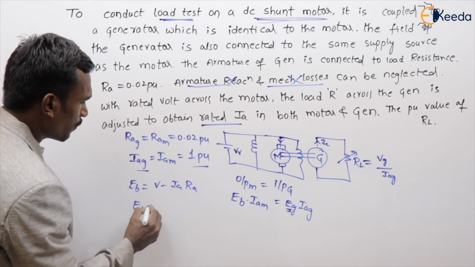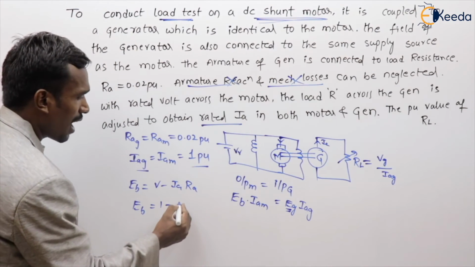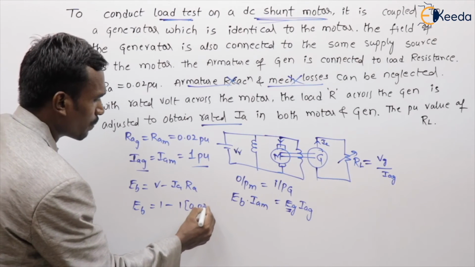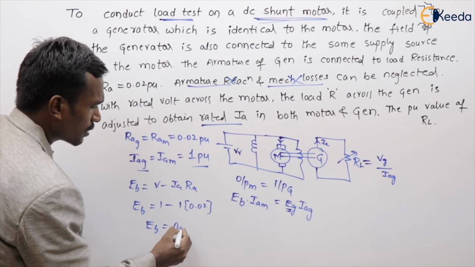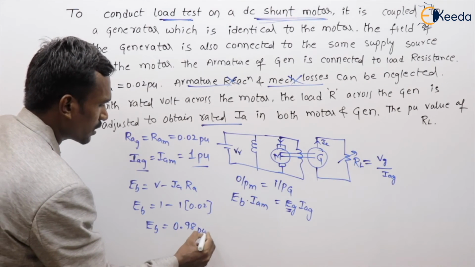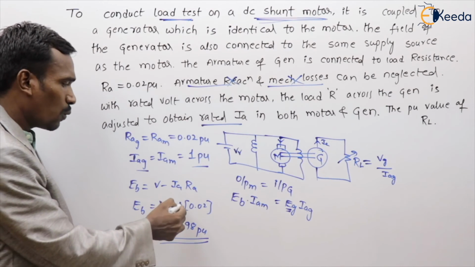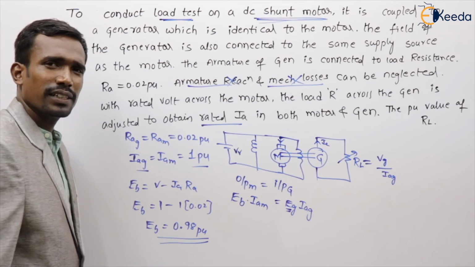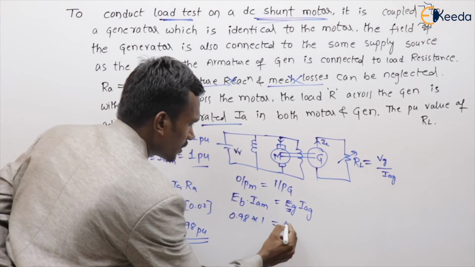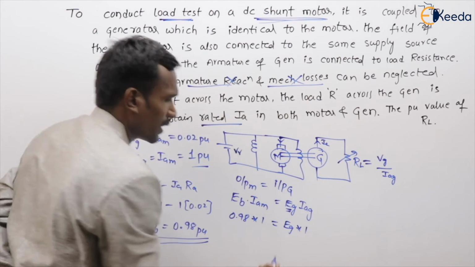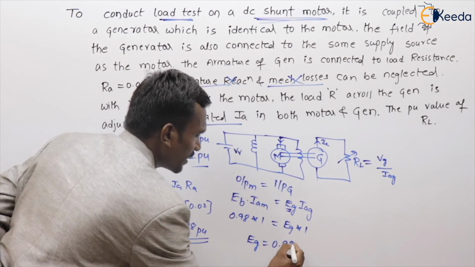For example, V is equal to 1, rated voltage, right? IA is 1 and RA is 0.02. 1 minus 0.02 is 0.98 per unit. Rated value, that's why 1 into 0.02, 0.98. Yes, I got 0.98 into 1 is equal to EZ into 1. So EZ is equal to 0.98.